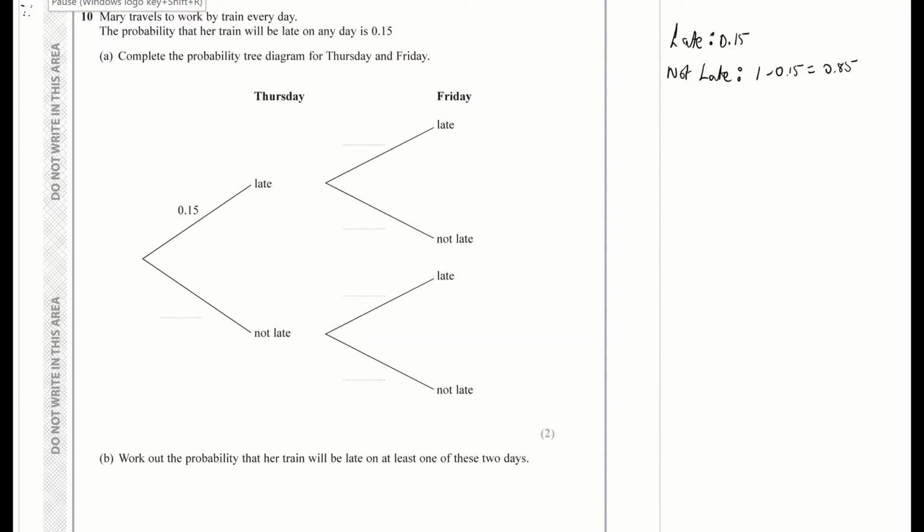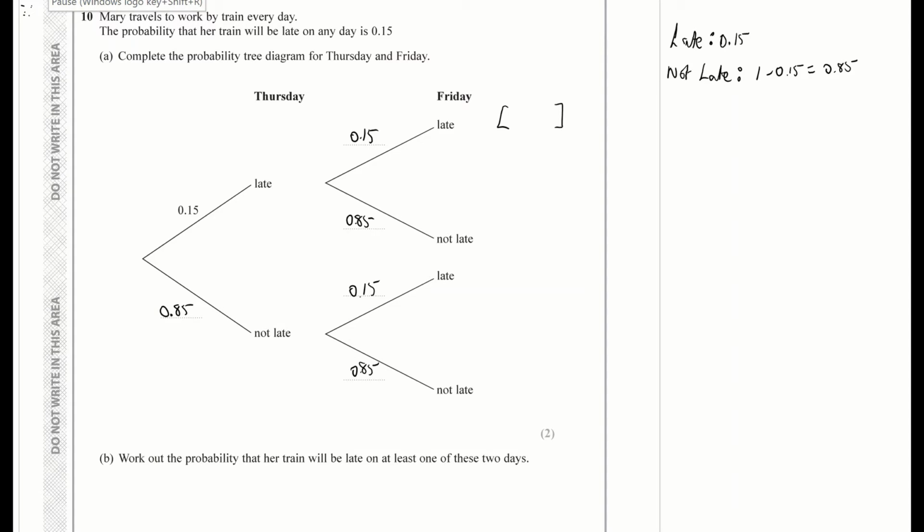And we now want to just fill that information onto my tree diagram. So we've the first one done, that's late 0.15, not late is 0.85. Coming up to fill in then for Friday, late again is 0.15, not late 0.85, late 0.15, not late 0.85. Now what I would always do here, after I finished my tree diagram, I would find out some probabilities here, even though it hasn't asked.